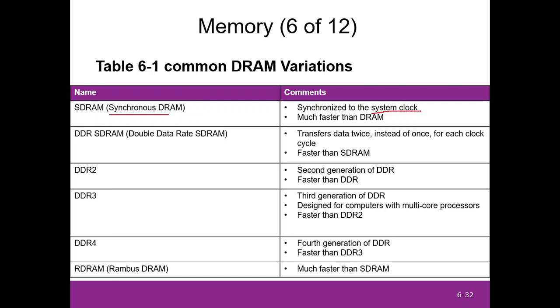And then we have Rambus dynamic RAM or DRAM. So Rambus DRAM is again much faster than SDRAM. How and why, like, we need to look into the details of it. That is not the subject object of this course, so we'll leave it at this.